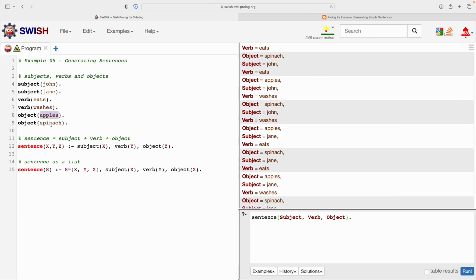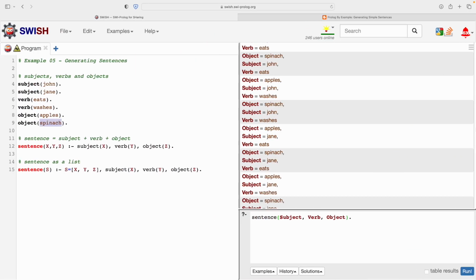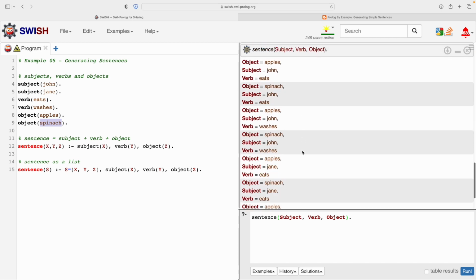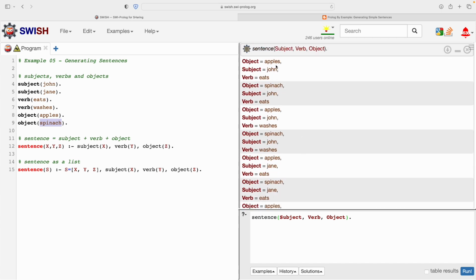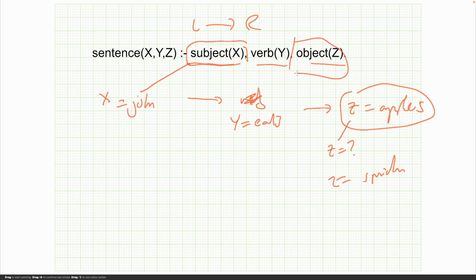So it's done apples, the next one is spinach. So z equals spinach. That's the next one. And we can see that in the first two. So first it's John eats apples, then John eats spinach. So the only thing that's changed is apples to spinach. It's the object. It's this part.